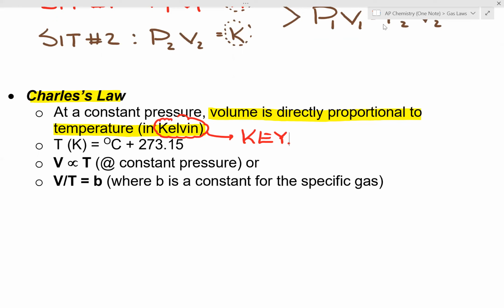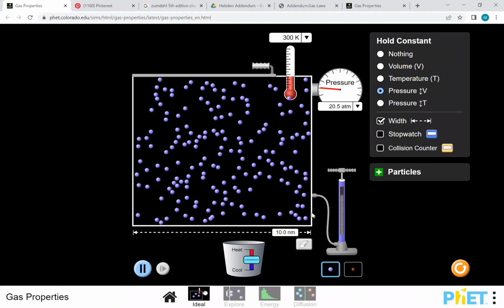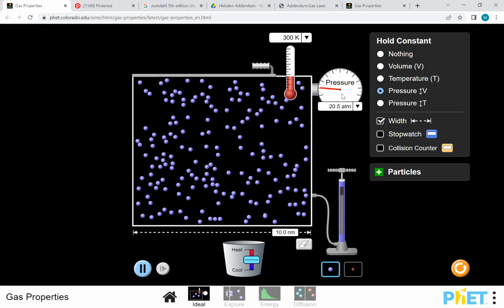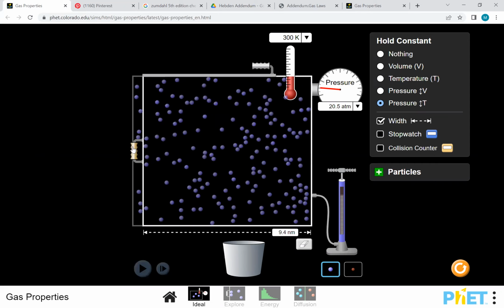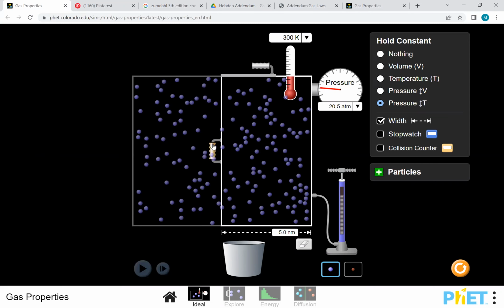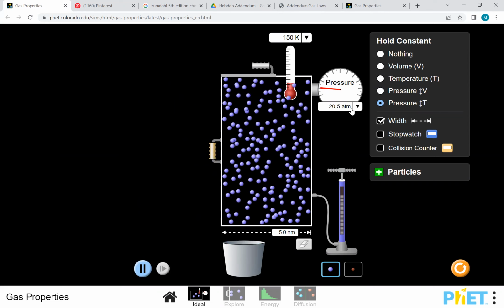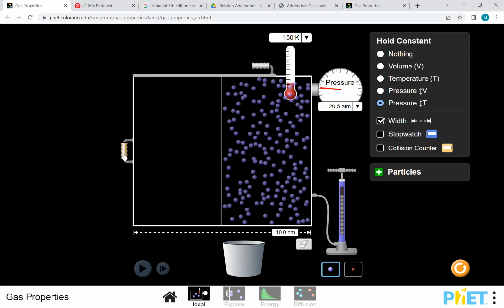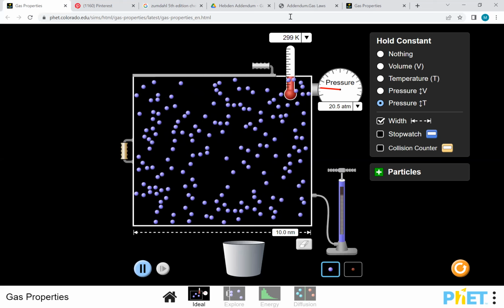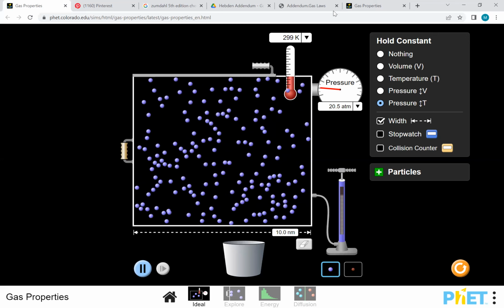Now, if we were to look at this again in our simulation, we have pressure and temperature. So what happens is if we change the volume, notice we have to cool the temperature to maintain the pressure. Conversely, if we increase the volume, notice we have to heat the particles to a higher temperature to maintain the pressure. So that is what we have for Charles's law.